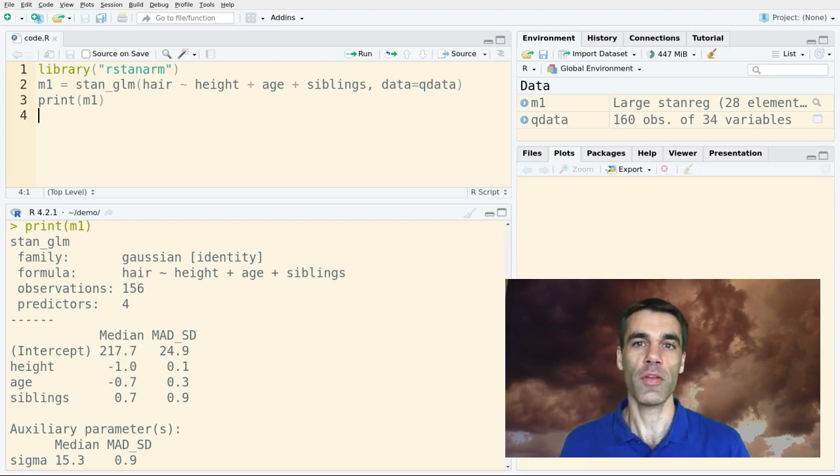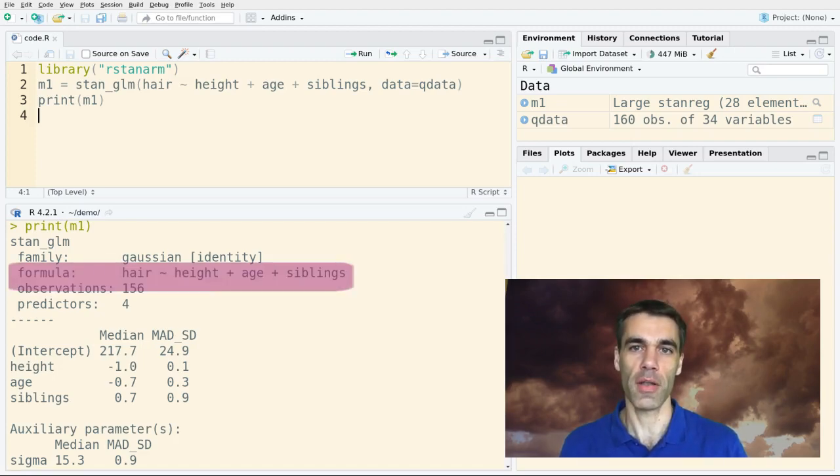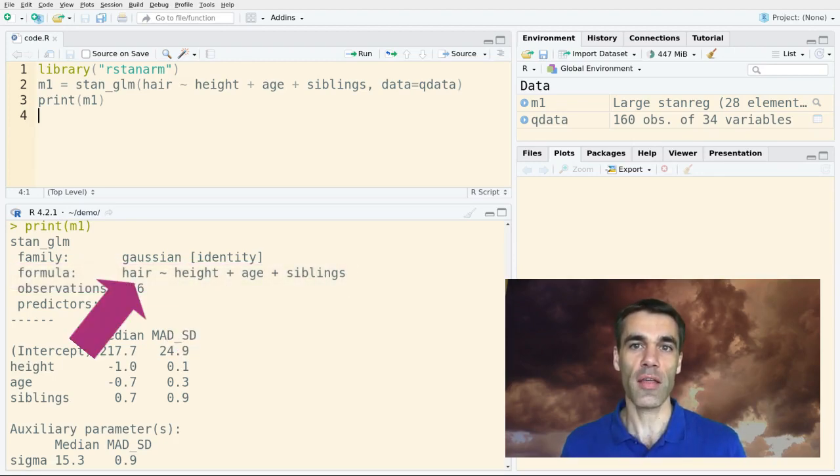Let's begin with the formula that summarizes the model. We can see the outcome variable on the left of the tilde and the predictor and control variables on the right. In this example, the outcome variable is the length of hair. In this population, some people have long hair, others have short hair. We use the regression model to predict this variance.